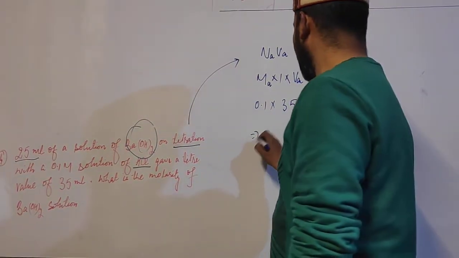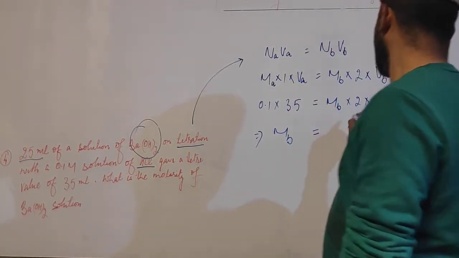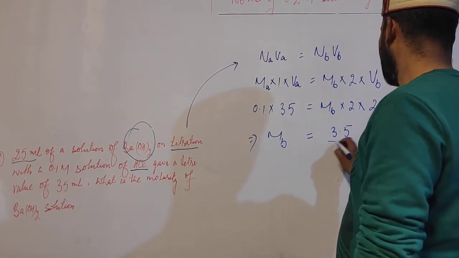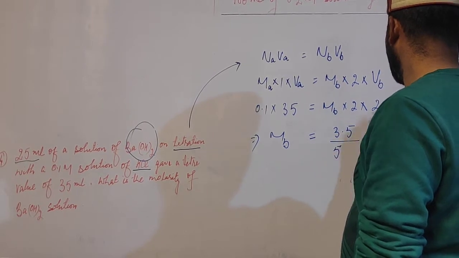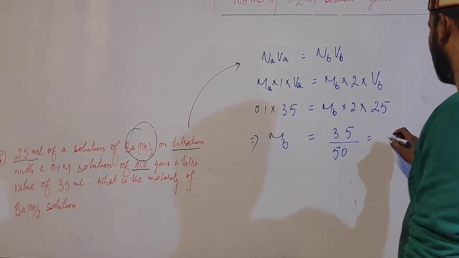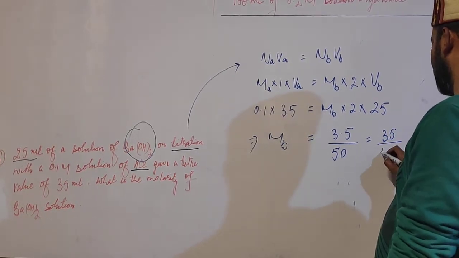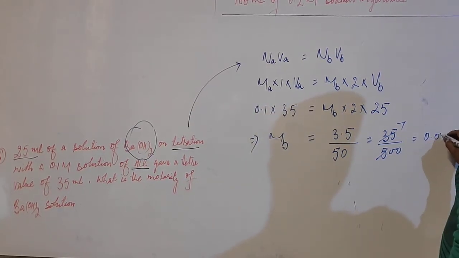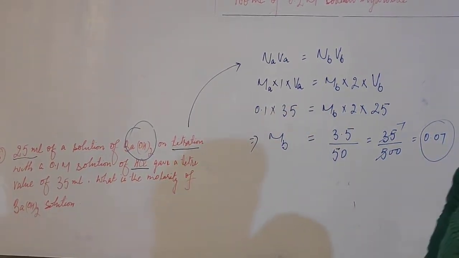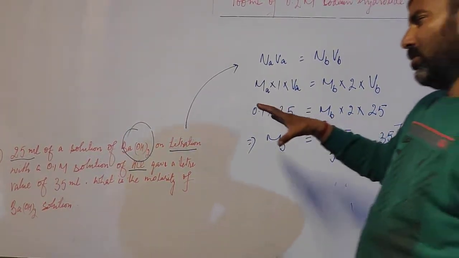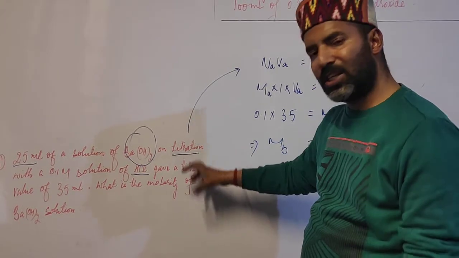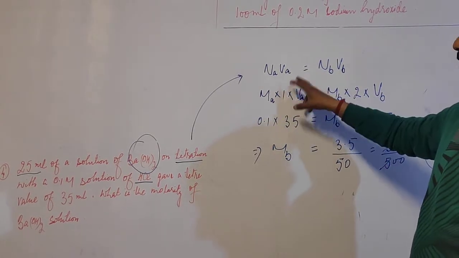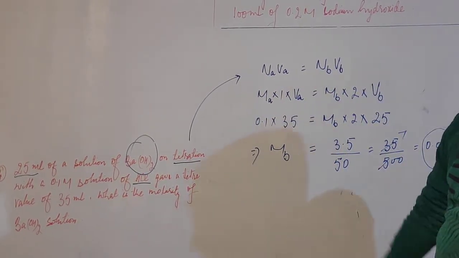So students, from this we find molarity of base will be what? So 0.1, so this is 3.5 upon 50. So this will be 35 upon 500, that is 7 upon 100, which is 0.07. So this is our final molarity. So this was a case of what? When acid is neutralized completely by a base, so we use this result, that is gram equivalents of acid must be equal to gram equivalents of base.